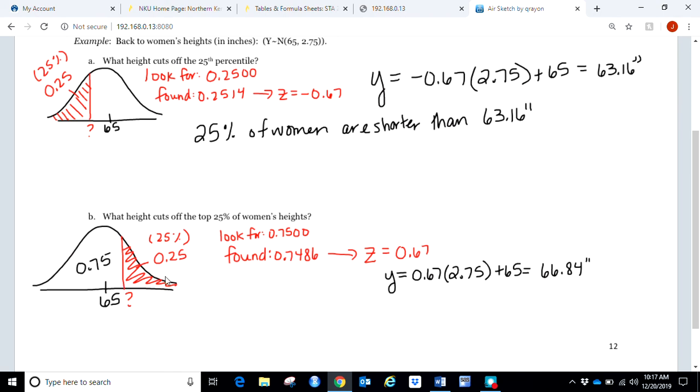So how would I interpret this? Well, the question specifically asked for the 25%, so I'm going to interpret in terms of the 25%. So I can say that 25% of women, this time that's shaded to the right, so they are taller than this 66.84 inches tall.